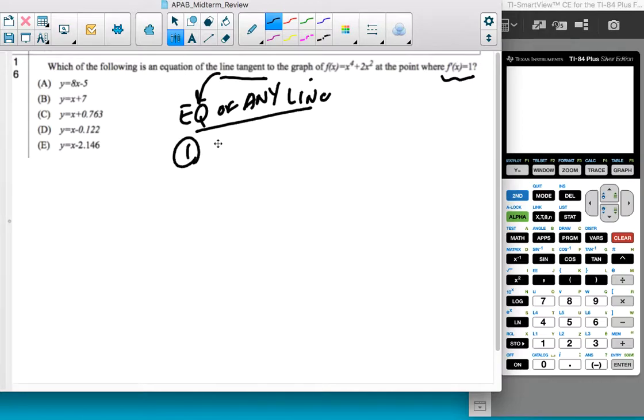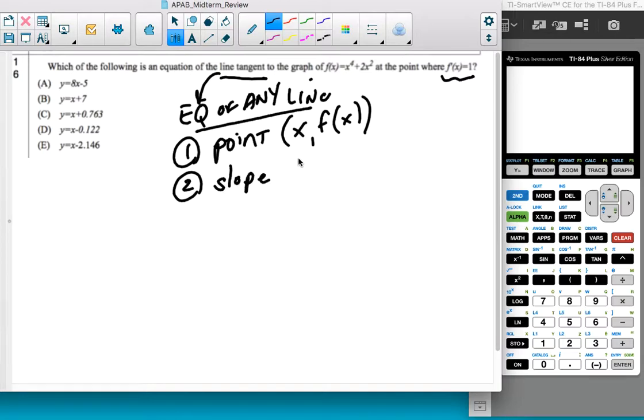Number one, I need a point, which is actually the harder one this time. Usually the slope is the harder one, but I need some point, x, f of x, right? And I need a slope. Well, in this instance, they actually did me a solid. They told me the slope, f prime, is definitely a 1.